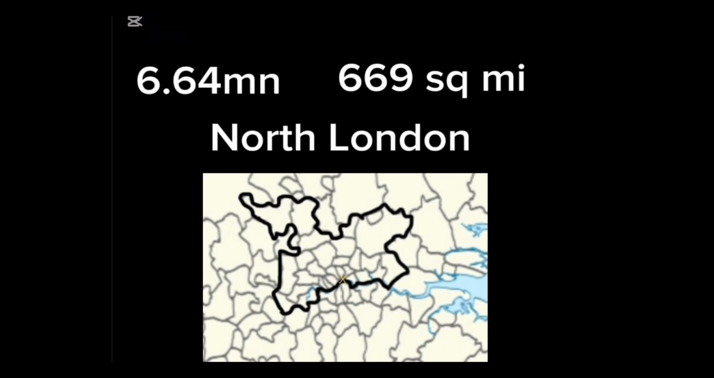The state has a population of over 6.5 million people, which I think makes it the most populous state I created here. It also contains Camden, which has the joint highest GDP per head in the country.